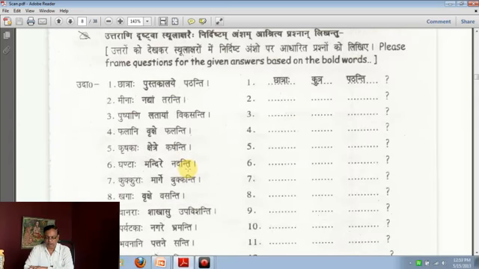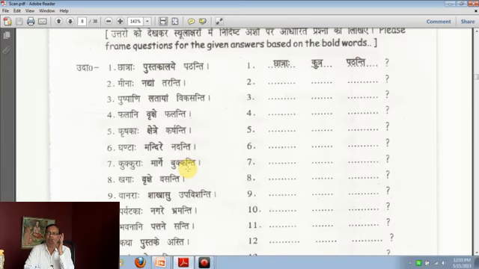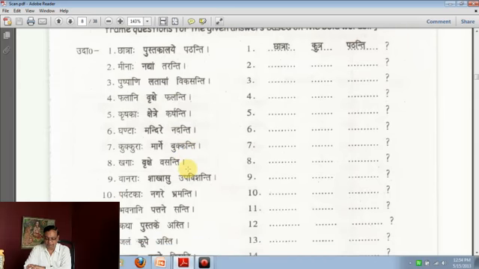Krushakaha kshetre karshanti. Sixth. Ghantaha nadanti. Ghantaha kutra nadanti. Where do the bells ring? Bells ring in the temple. Ghantaha mandire nadanti. Next. Kukuraha marge bukkanti. Kukuraha kutra bukkanti. Where do the dogs bark? Barking dogs on the road.